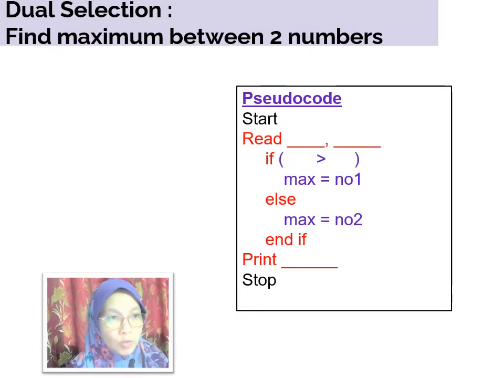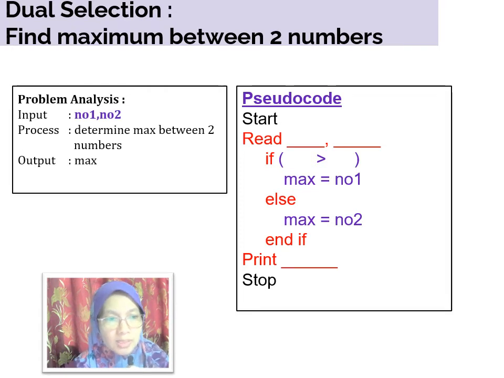Let's proceed with the dual selection. How do you find the maximum between two numbers? Here the IPO is still the same as the single selection: the input is number 1 and number 2, the process is to determine max between two numbers, and the output is max. The difference is that in single selection you have to write the if twice, but in dual selection you only write it once, if else.